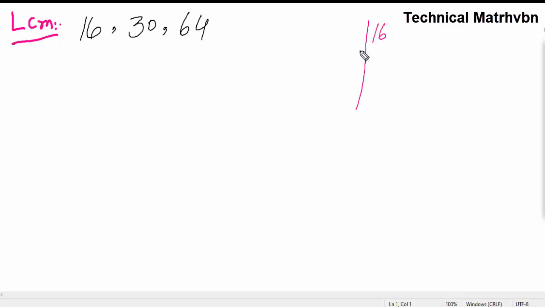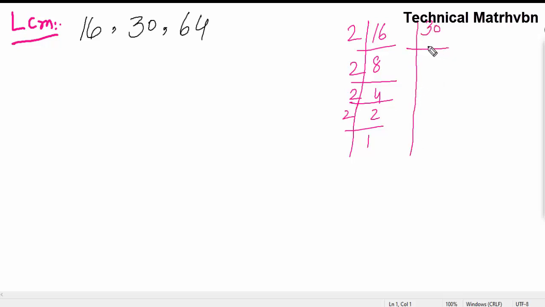Prime factors of 16. 2 8s are 16, 2 4s are 8, 2 2s are 4 and 2 1s are 2. Now prime factors of 30. 2 1s are 2, 2 5s are 10, 3 5s are 15 and 5 1s are 5.